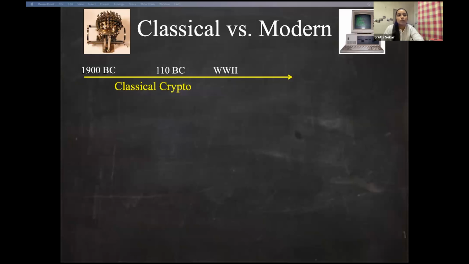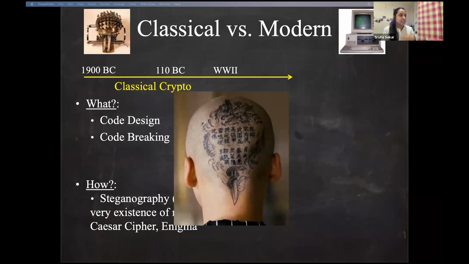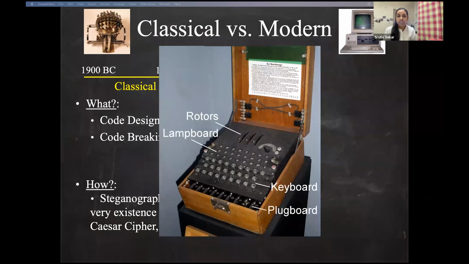The beginning of crypto roots back to somewhere around 1900 BC, and what we call today classical crypto can be marked until the end of World War II, when the advent of computers happened. This messenger, his head used to be shaved, the message used to be written on his head, something like this, and wait for his hair to grow back, and then he was sent across the kingdom carrying the message. So this is what led to the development of the modern computer.